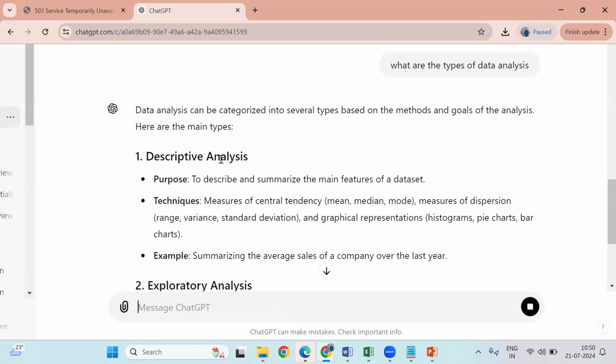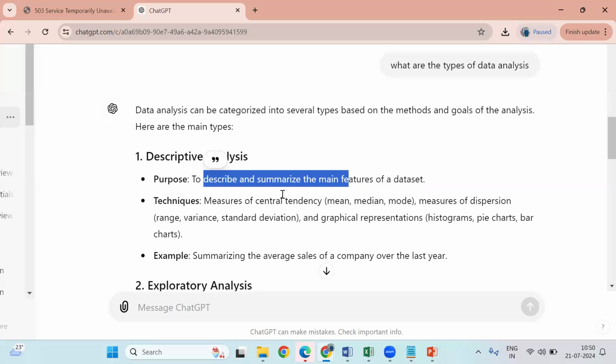When it comes to descriptive analysis, we describe and summarize the features of the data set, right? What is the technique here? Measures of central tendency like mean, median, mode. This is majorly what we use in descriptive analysis to understand and summarize the data.